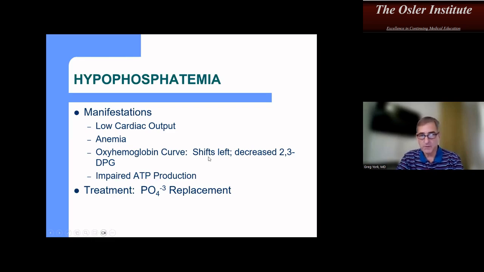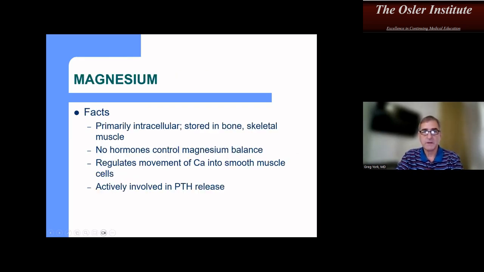Anemia, oxyhemoglobin shifts. There's significant ATP production issues that causes problems with sodium potassium pumps. And the treatment is phosphate replacement. So we'll talk about hypophosphatemia and where it comes from a little bit more in another lecture later, I think tomorrow.